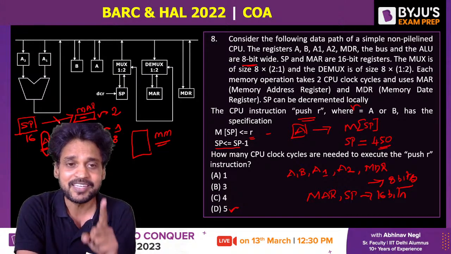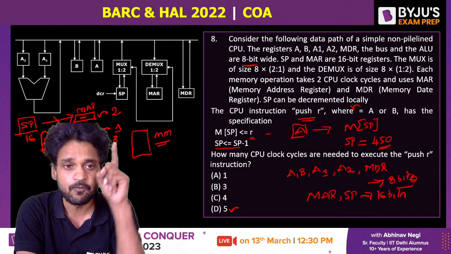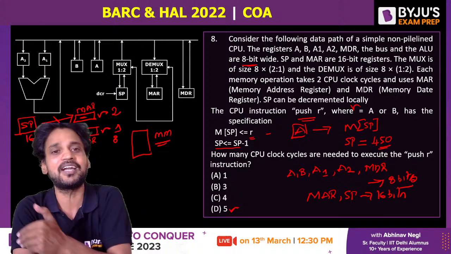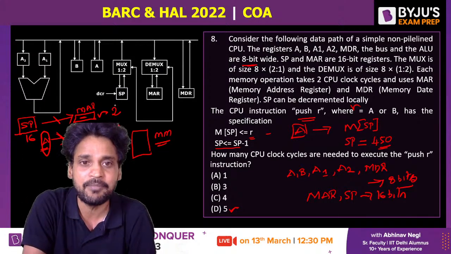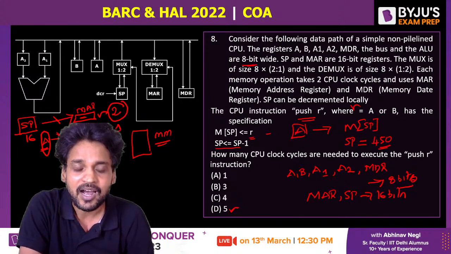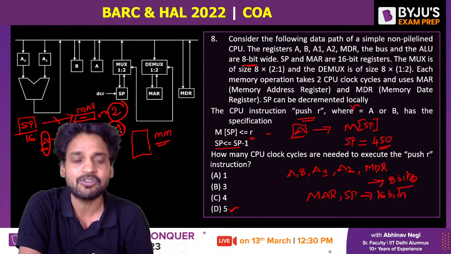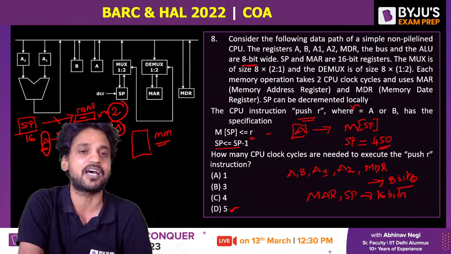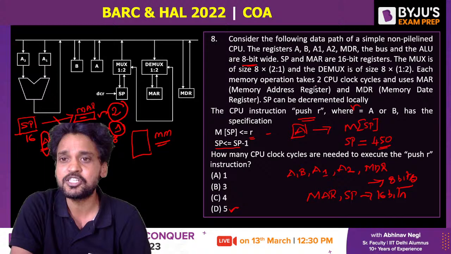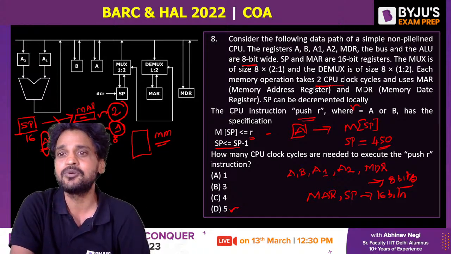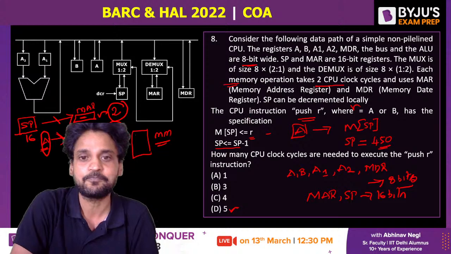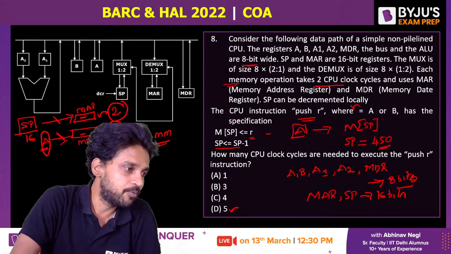The bus system supports only 8 bits at a time. In 1 clock cycle, 8 bits will get transferred. In the other clock cycle, 8 more bits will get transferred. So transferring SP to MAR, I require 2 clock cycles. Transferring A to MDR, I require 1 clock cycle. So 3 clock cycles in order to load MAR and MDR. After that, it is clearly specified that it requires 2 CPU clock cycles to communicate with the main memory. So total 3 plus 2, 5. Got my point or not?